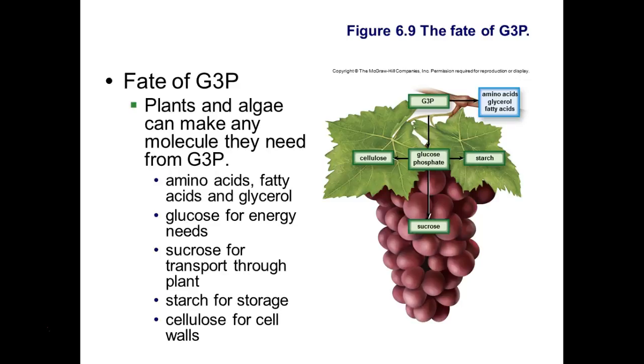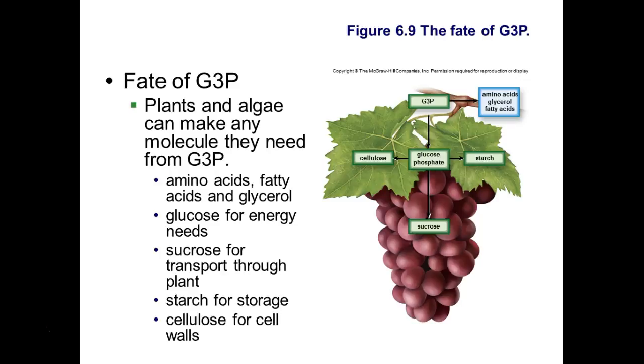So plants make oils, as you've learned before, and these oils are going to be made from glyceraldehyde 3-phosphate. Plants also make proteins, and they can do this from glyceraldehyde 3-phosphate. Of course, glyceraldehyde 3-phosphate is going to be used to make glucose, and it also can be used to make sucrose. Remember, sucrose is going to be the transport molecule, it's a carbohydrate in plants. Plants also are going to make starch for storage. So potatoes, for example, have a lot of starch, and the starch is going to be made from glyceraldehyde 3-phosphate.